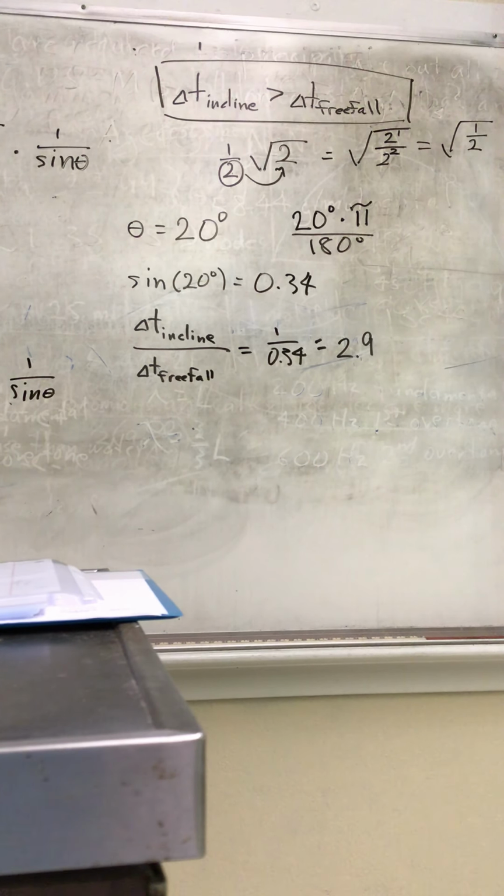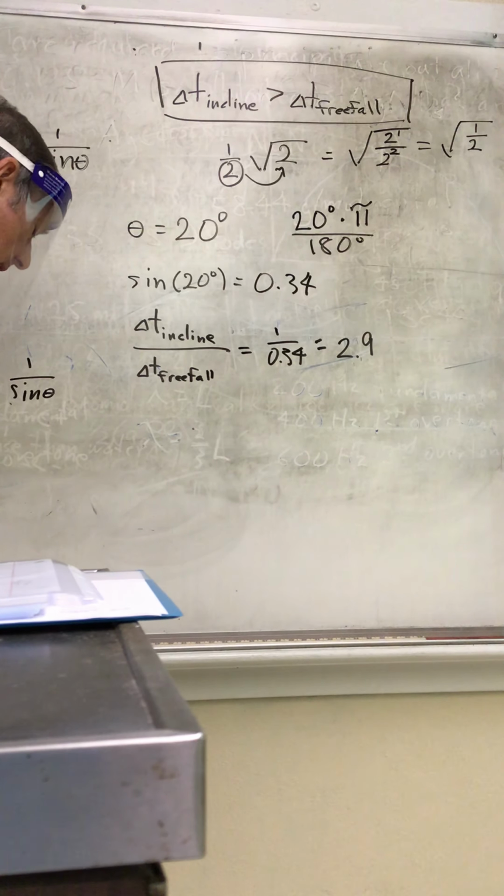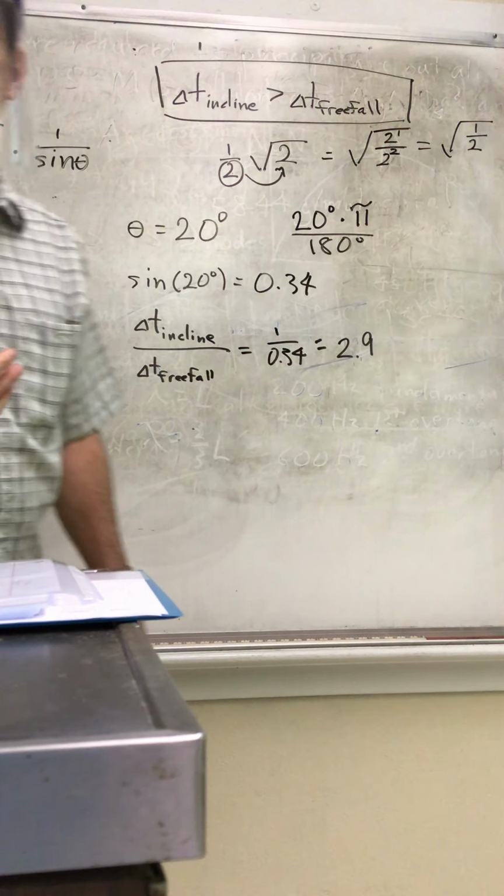If the coefficient of static friction was too high, the block wouldn't move at all. It would just stick on there. It's not moving, so it takes forever. All this should sort of make sense to you, certainly at this point when we've gone through the analysis. Any questions on this?